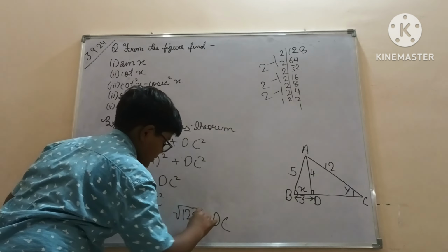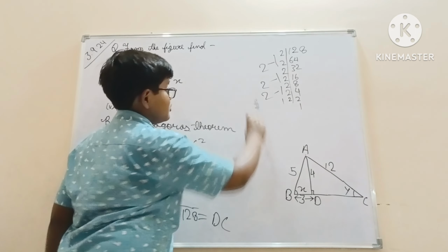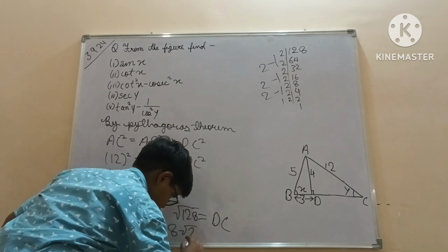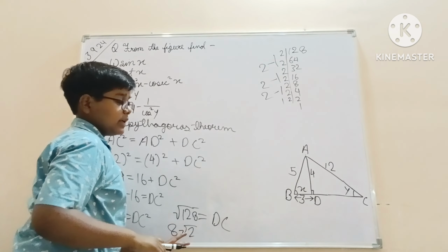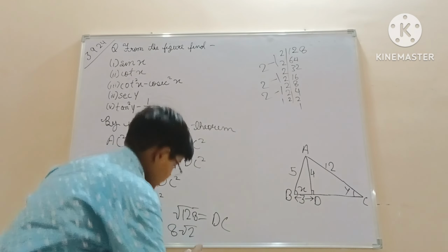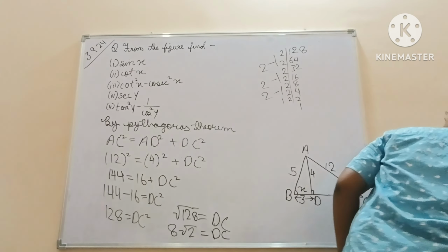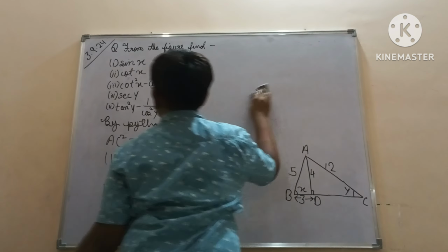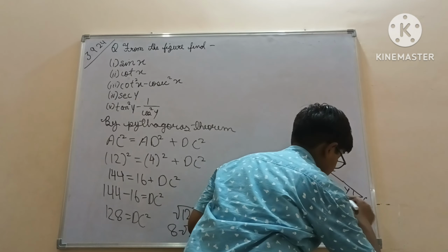128 will be rooted, and it will give us, these two are in a square pair, so these two will be multiplied together. 2 2s are 4 and 4 2s are 8, which will give us 8 root 2. As this 2 is alone, this does not have a square pair, so this 2 will remain in the root sign. So we have found the value of DC, which is 8 root 2. Now we will find the trigonometrical ratios given to us. We will write here 8 root 2.